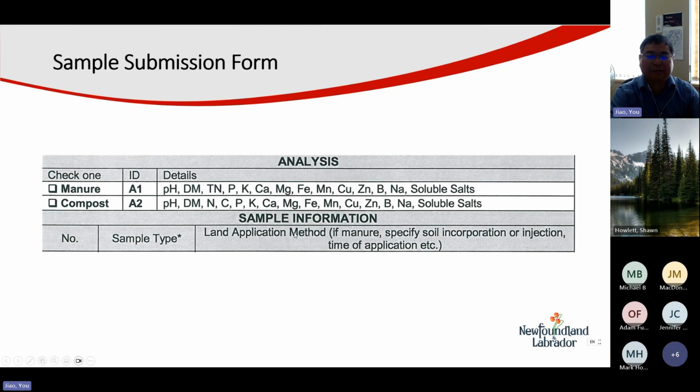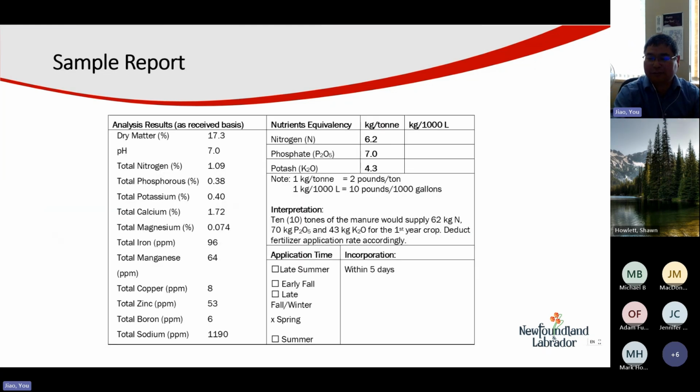And also in the sample information, be sure to put the land application method. If it's manure, specify the soil incorporation: I'm going to spread the manure and incorporate in 1 day, or in 3 days, or in 5 days. Because the incorporation time differs, you will get a different available amount in the nutrient calculation. Also put the time of application, whether early spring, late summer, or fall. Simply put, the different times consider the temperature, which affects nutrient availability.